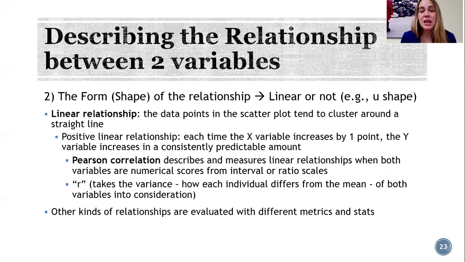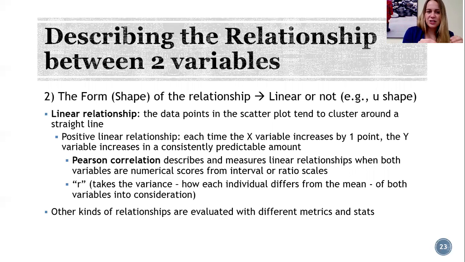We can also talk about the shape of the relationship. And in particular, what we're looking for is whether the relationship is linear or if it has some other kind of shape. And often it will be a U shape or an inverted U. So in a linear relationship, it means that the data shows a consistent relationship. All the dots in the scatter plot tend to cluster around a straight line.